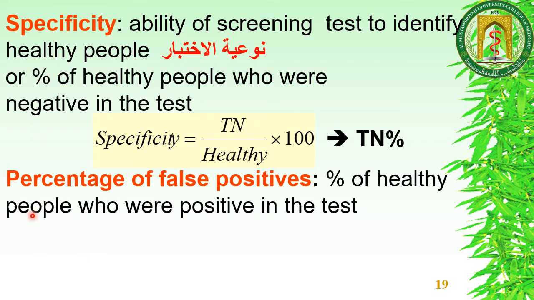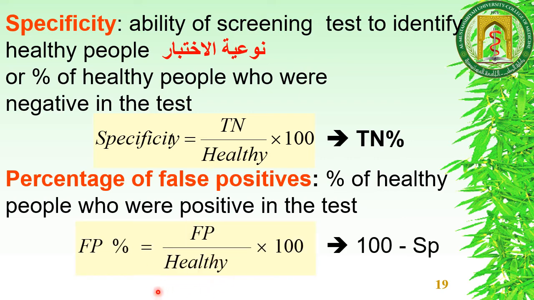The complement of specificity is the percentage of false positives. Those are healthy people who were positive in the test. So this positivity is incorrect, a false positive, because they are healthy. So false positive percent equals false positive divided by healthy times 100. Similarly, if we add specificity plus false positive percent, the result equals 100. If we have any one of them, subtract it from 100 and you will get the other percent.